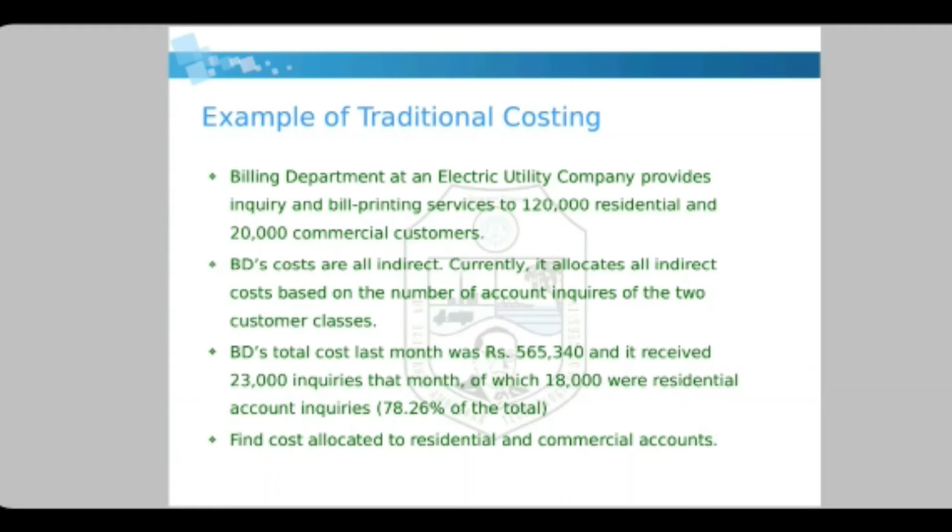The billing department's total cost last month was rupees 565,340, and it received 23,000 inquiries that month, of which 18,000 were residential account inquiries, that is 78.26%.